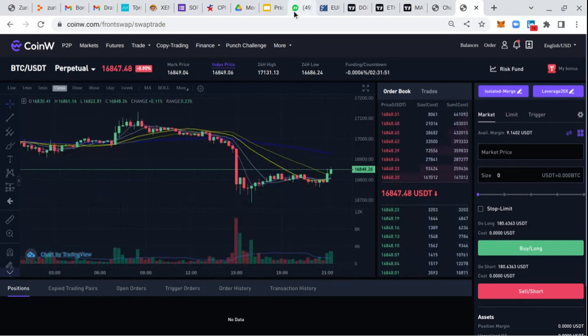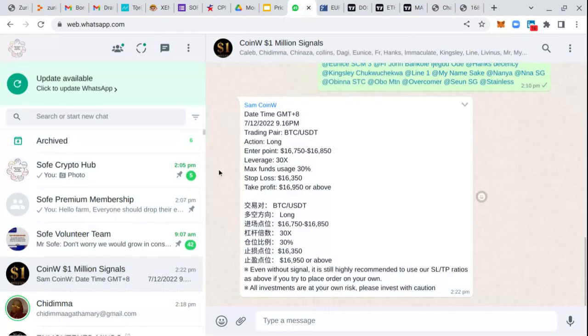The entry for this signal is 16700 and 16850. Now, our advice, whenever we are entering a long position, always try to see if you can catch this first entry, because if you enter at this first entry, at the second entry you are already in profit. So even if the market wants to reverse, you can take your profit.